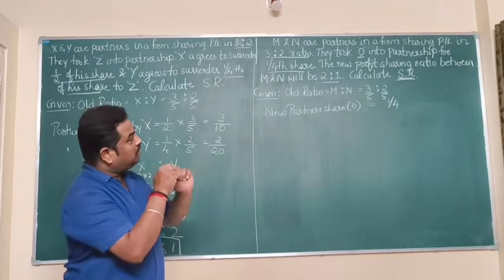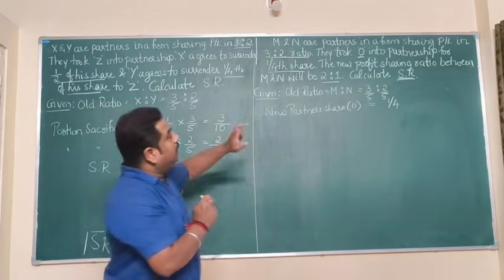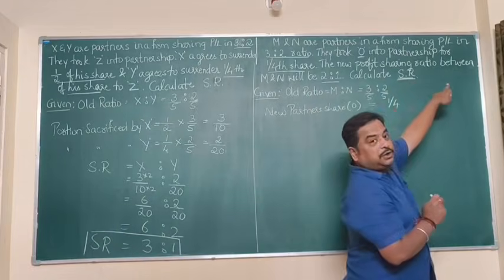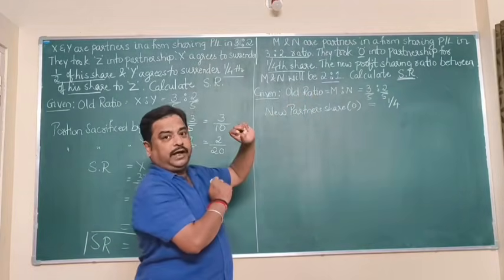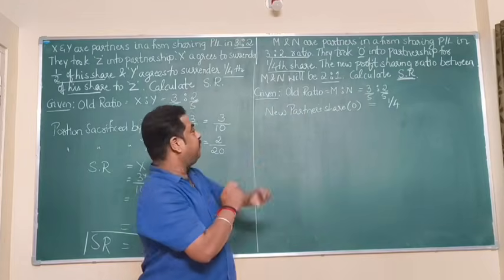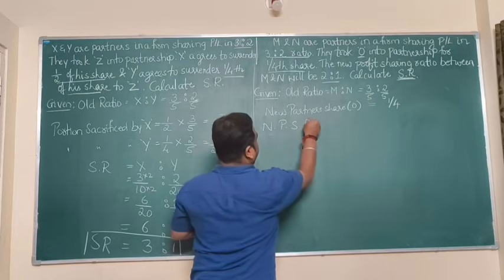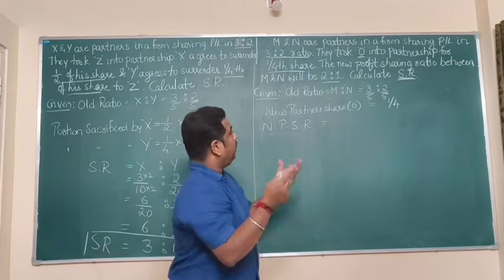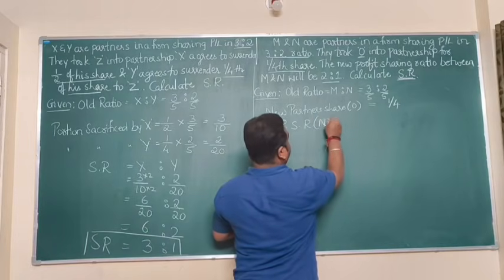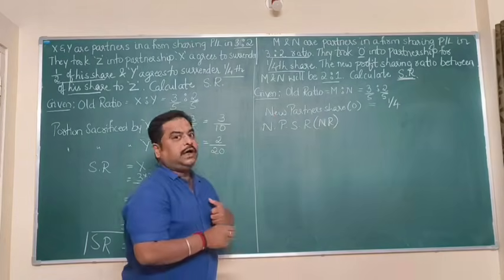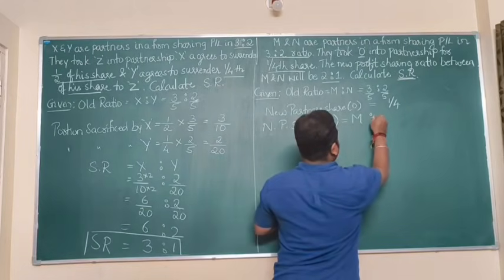The new profit sharing ratio. Now I have an objection here. See, this is how they twist the question. The new profit sharing ratio between M and N. Then that means O also should be included here. So just to confuse you, they have given it like this. Let's write, no problem. New profit sharing ratio is equal to, or you can say new ratio is equal to, you can also call it new ratio, no issues. New ratio is equal to M is to N.